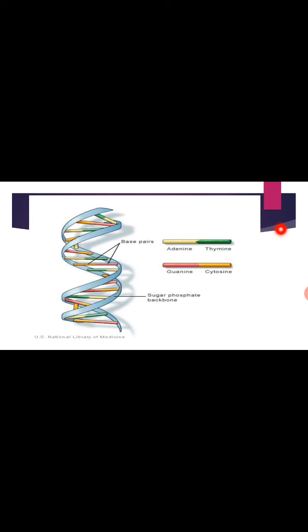What are those? These are the four nitrogenous bases: adenine, thymine, guanine, cytosine, and deoxyribose sugar. It means the sugar phosphate backbone. This is the structure of DNA proposed by Francois Jacob and Jacques Monod. Two stranded, which means double helix structure.